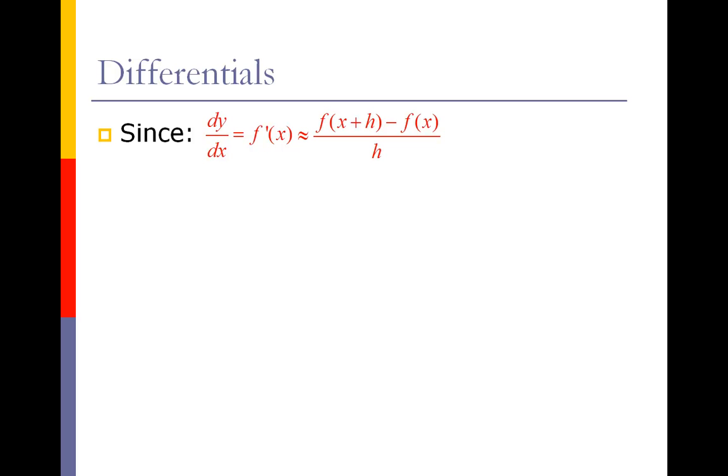But if h is actually a non-zero but small number, the top of that fraction is really just the difference in the y-coordinates of the points on the function corresponding to x and x plus h, and the bottom is just the difference between x and x plus h. So the top is the difference between the y-coordinates, the bottom is the difference between the x-coordinates. So I can write that with the usual difference notation, with delta y over delta x.